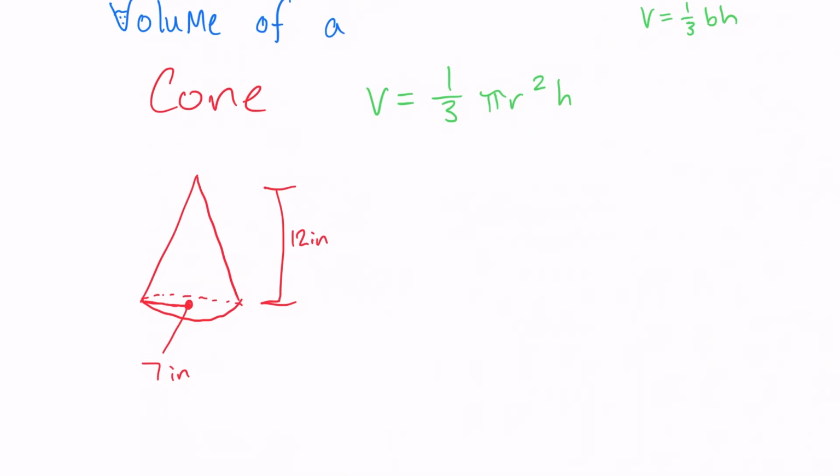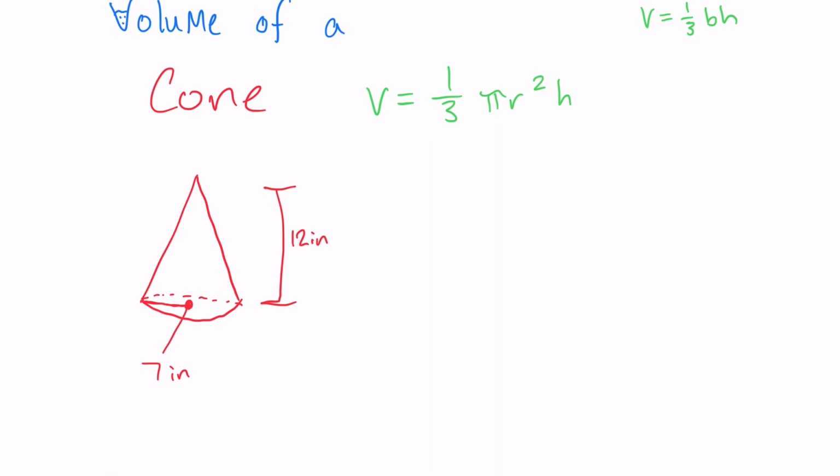Welcome. Today we will be discussing how to find the volume of a cone. Now the volume of a cone is very similar to finding the volume of a cylinder. The only difference here is that we're going to be using 1/3 instead of pi r squared height.